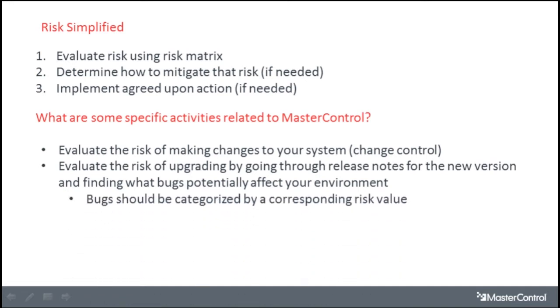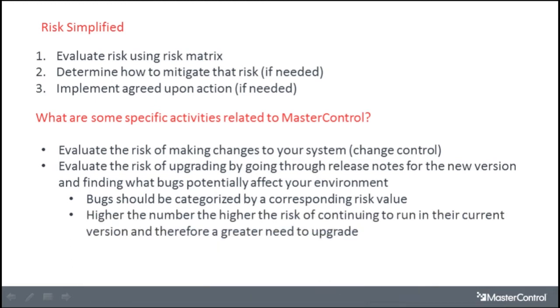And bugs should be categorized by a corresponding risk value. I'll show you a little risk matrix here in a second that'll help you understand where we're going with this. And the higher the number, the higher the amount of risk that you have by either not patching or continuing to run and being upgraded.